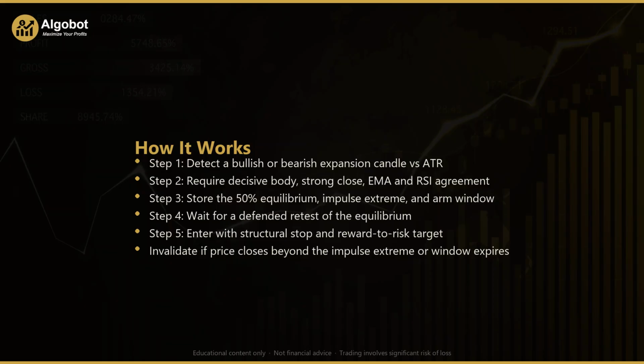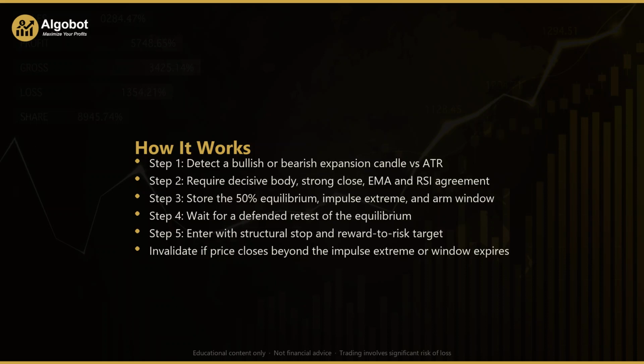Step 4 is the retest itself. Within that window, the strategy looks for a later bar that dips down to or through the equilibrium, yet closes back above it with a bullish body for a long. That defended midpoint is the entry signal. For a short, price must poke up to the equilibrium and then close back below it with a bearish body.